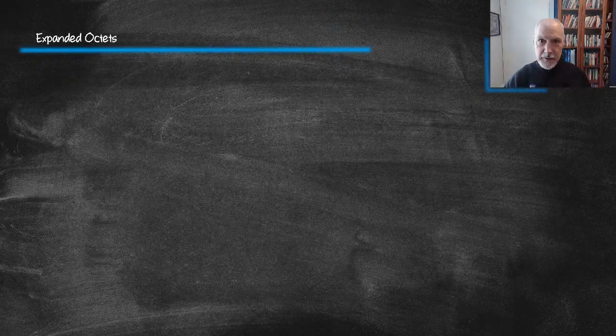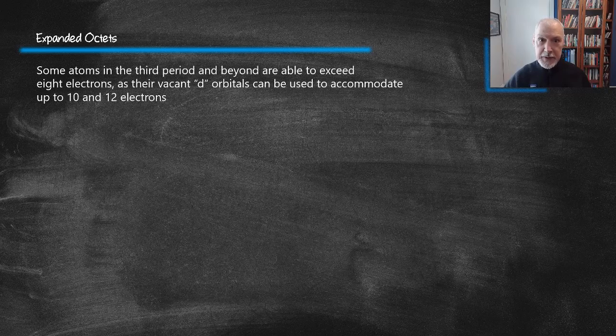We've seen that some atoms are capable of accommodating less than 8 electrons, such as boron and beryllium. In this program, we're going to take a look at some atoms in the third period and beyond that are able to exceed 8 electrons, or the octet rule. They can do that because they have vacant d orbitals.